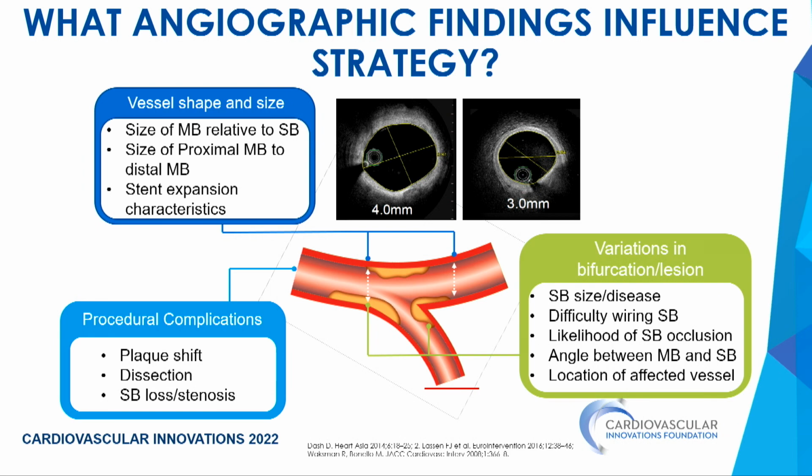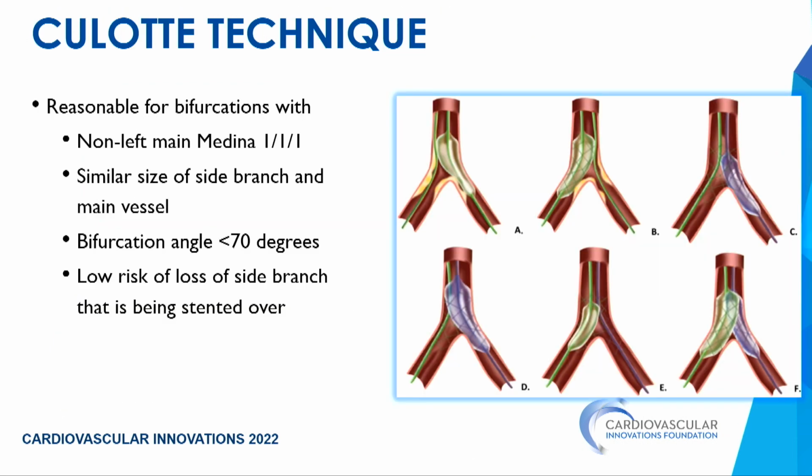If you're going to put a stent across that and you think it's about 50-50 whether you're going to have a vessel there or not when you're done, you may want to rethink your strategy. We look at the angle between the main branch and side branch, which again will affect which strategy we pick, and then obviously the location of the vessel as well. And then finally, as we mentioned earlier, we look at procedural complications. Is there dissection? Is there a plaque shift? Do you get a side branch loss or stenosis after initial vessel prep?